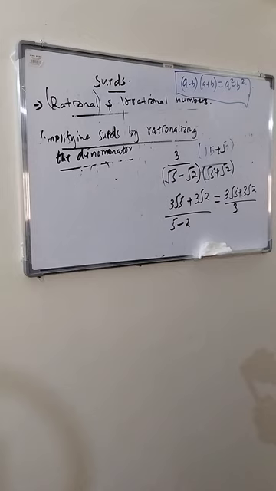Notice that 3, 3, 3, they are similar. So we can factor out 3 in the numerator. 3 into brackets, surd 5 plus surd 2 over 3. And that way you can cancel out that. So your answer is surd 5 plus surd 2. That becomes your answer. That is how you simplify that surd by rationalizing the denominator.